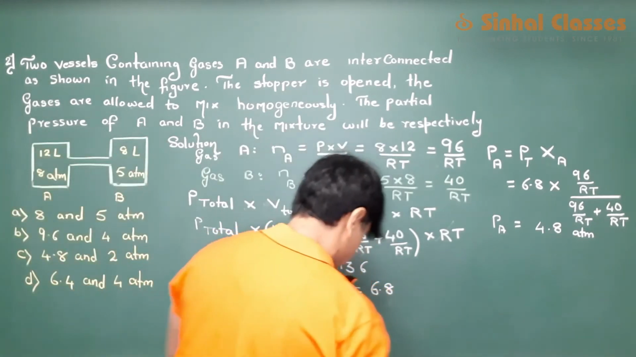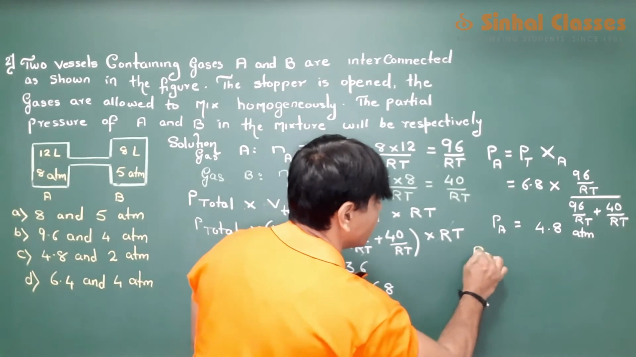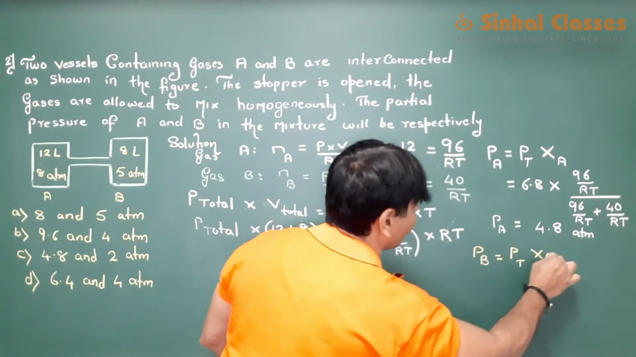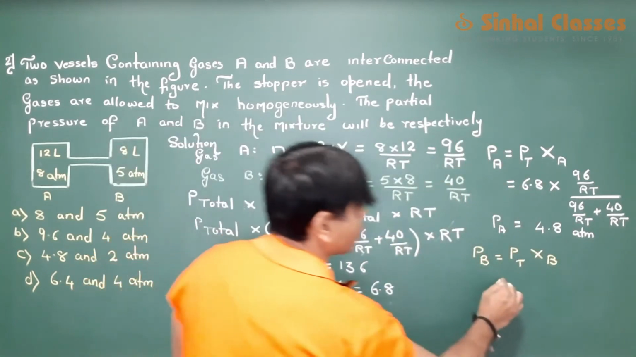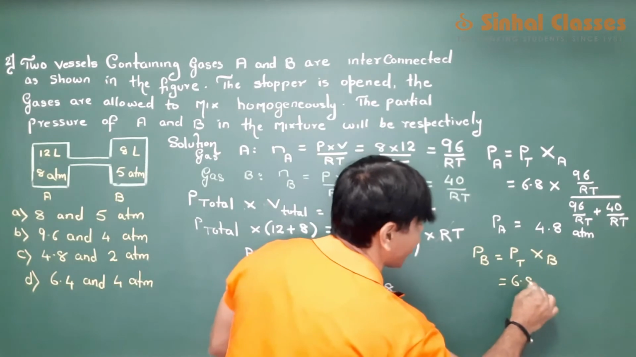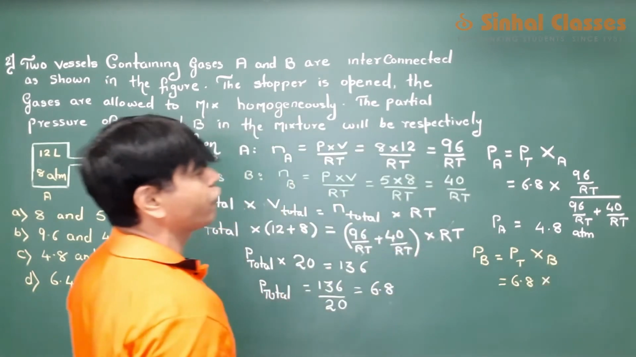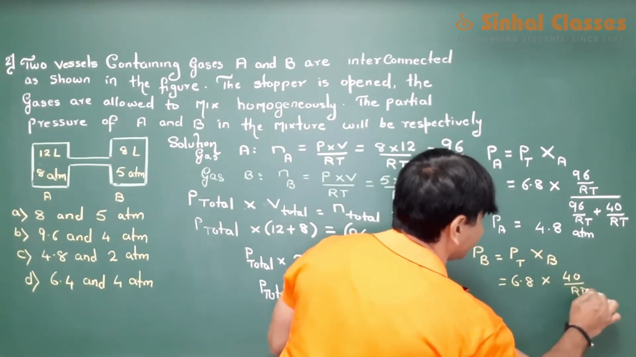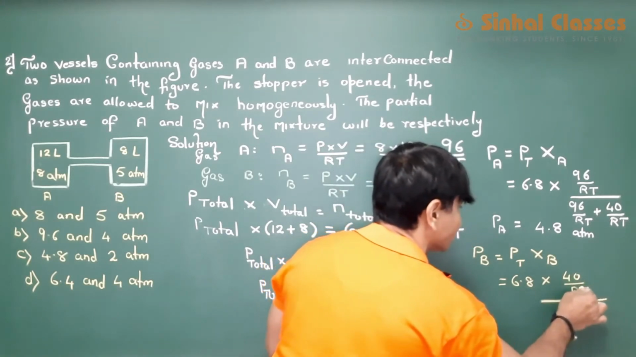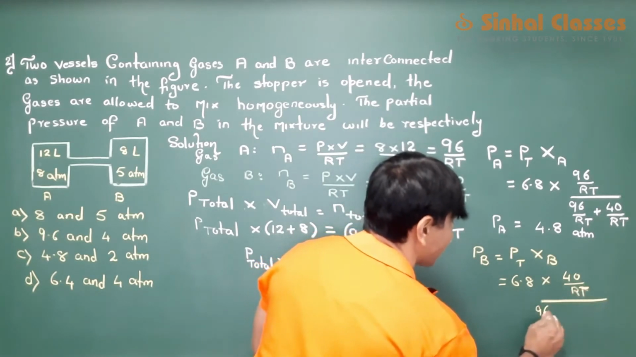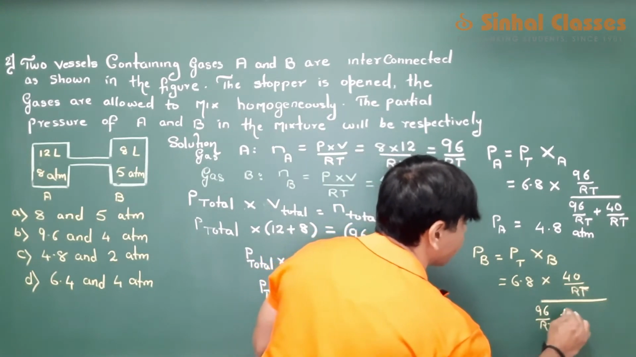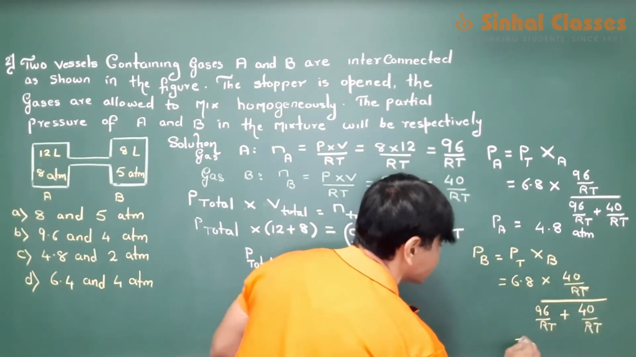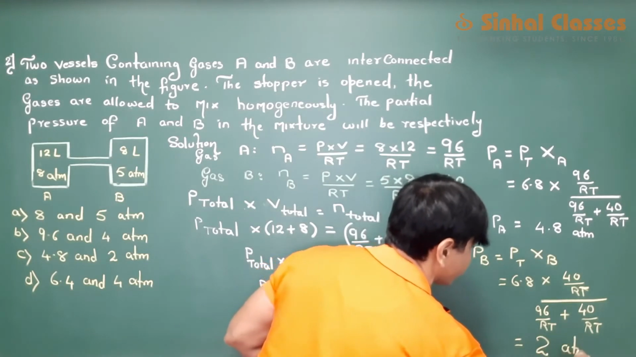Now, partial pressure of B. Partial pressure of B will be total pressure into mole fraction of B. Now, total pressure is 6.8 into mole fraction of B, which is moles of B, that is 40 upon RT, divided by the total moles, that is 96 upon RT plus 40 upon RT. Solving this, you get 2 atmosphere.